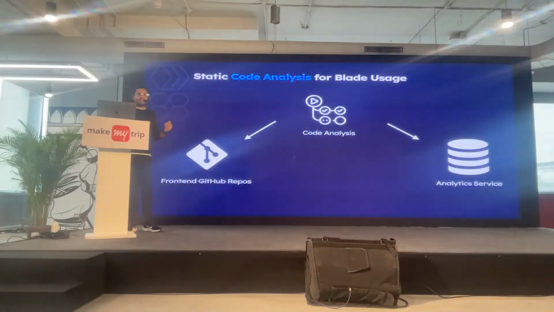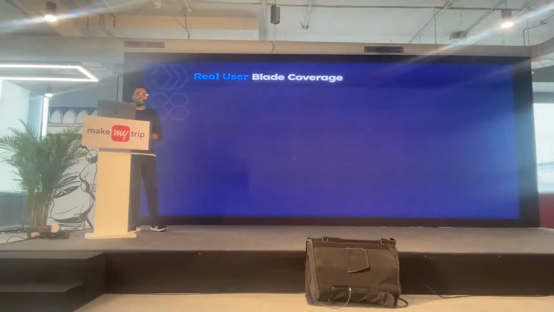But we were still not satisfied with this because this was still static code analysis. We can go to our repos and understand usage, but what happens there is if I make an abstraction on a button, I make one abstraction, but I use that in 100 places. Does that mean button is only used once? No, it is used in a lot of places. Then we wanted to understand the real user Blade coverage, because this is what will actually give us insight into what Blade coverage is in production for our users.